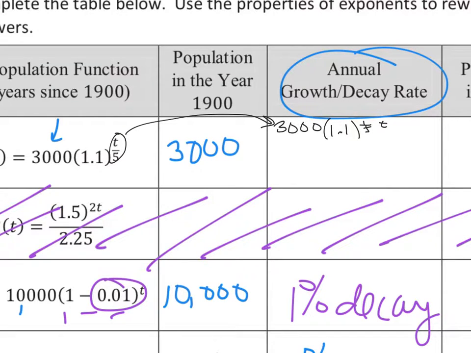So what I'm going to do is plug this 1.1 to the 1/5 into my calculator. When I do that, you're going to get a value of about 1.019 to the t. Now you can identify r. r is that 0.019. Making it a percentage by moving over the decimal place twice, you have a 1.9% growth. And again, I'm growing here because my b value is bigger than 1.